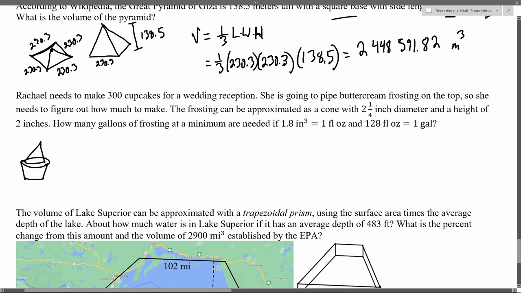Now, she's going to approximate the cone measurements to be a 2¼ inch diameter. So this length here of the cone is 2¼ inches. And then the height is going to be 2 inches.